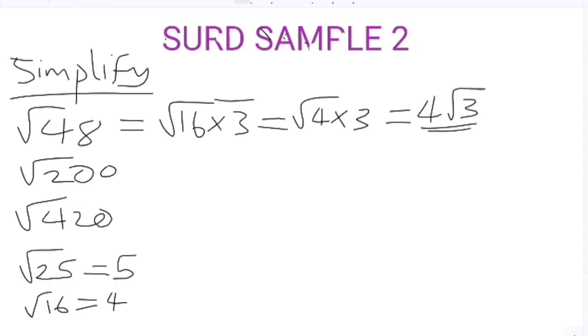This is the surd form for the square root of 48. We'll try the same for 200.